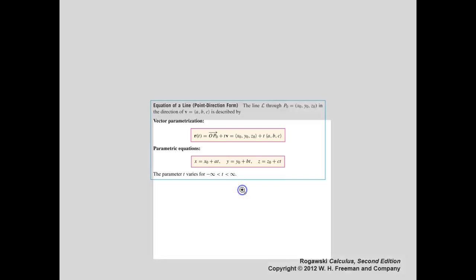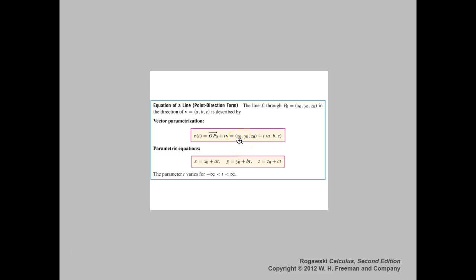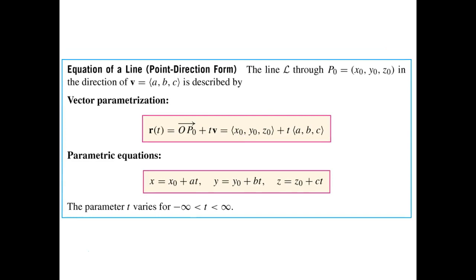So what I've been saying, here they actually write it down in a pretty good and memorable location. So the equation of a line, and that would be a point direction form. The line L, or lambda, through the point P0, which we're going to call X0, Y0, Z0, in the direction of this vector V, which has components, that's coordinates, this is components, A, B, C, is described by, here's the vector parameterization, okay?